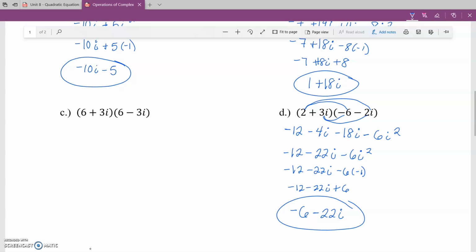So far, with complex numbers, everything's going to stay the same as if i was just a variable, but it's not, with one exception, and that's where we're replacing our i squareds with negative 1s.